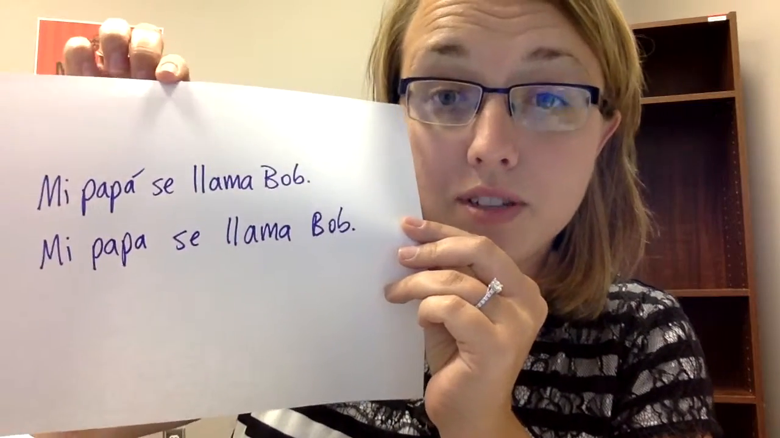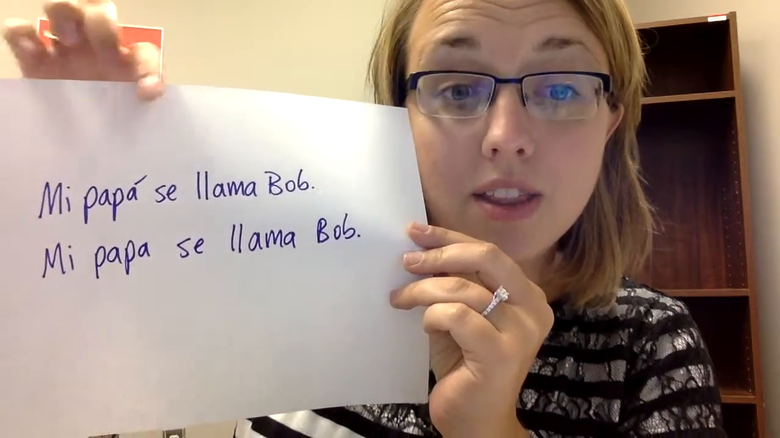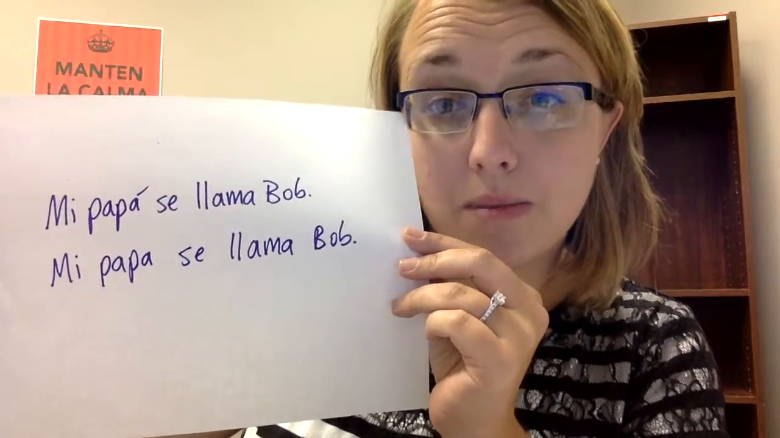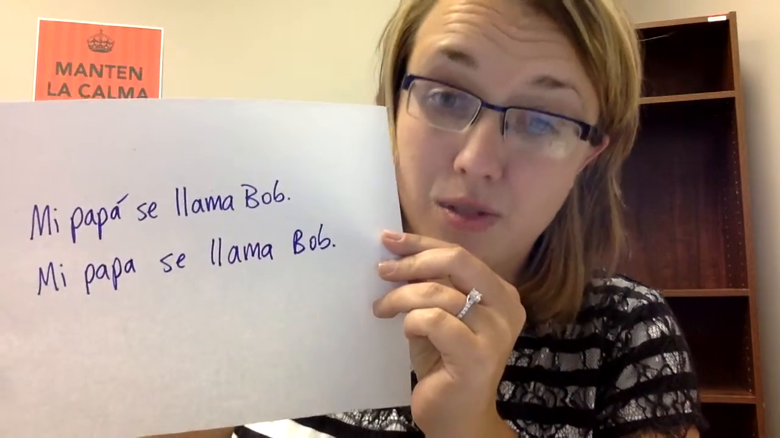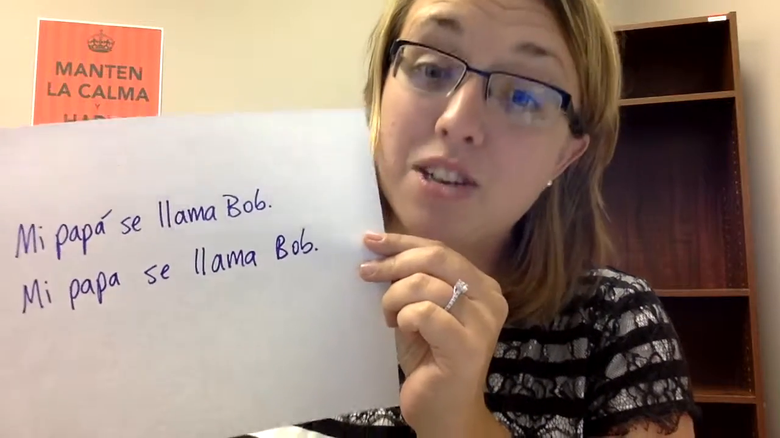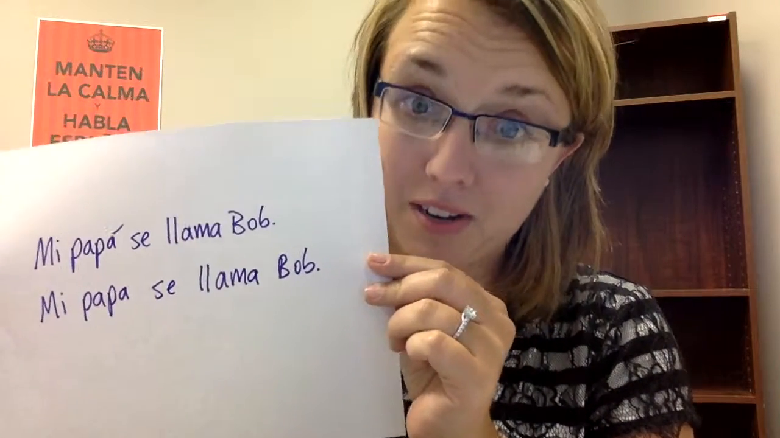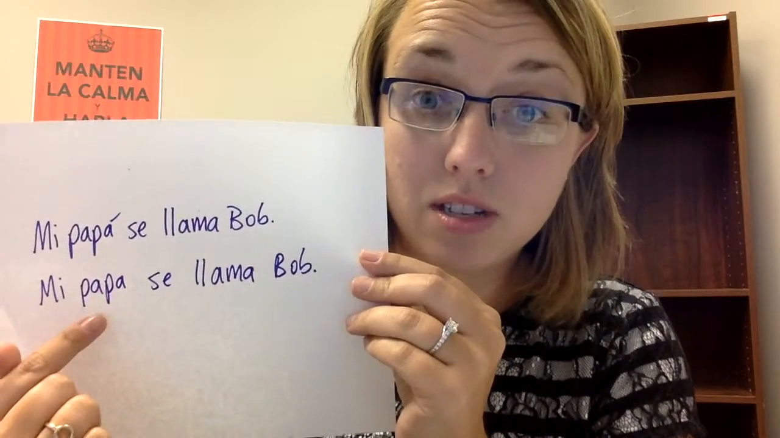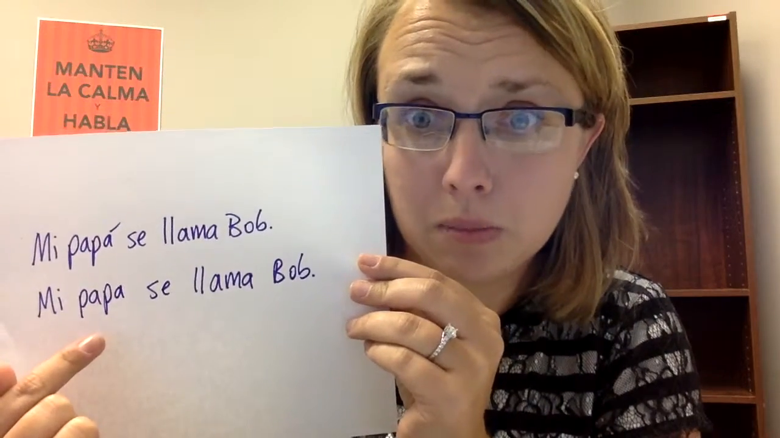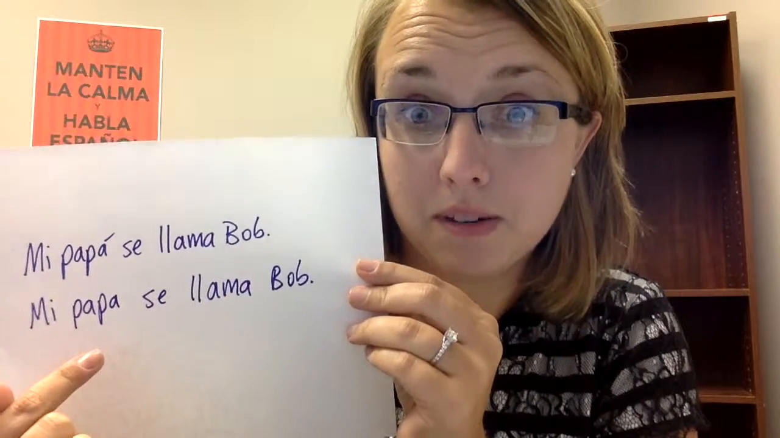Well, let me tell you the difference between these two sentences. The first one says, my father's name is Bob. The second sentence says, my potato's name is Bob. Okay? So you see why it's important to use an accent mark in the correct spot? Because just that missing accent can totally change the meaning of the sentence. You don't mean to call your potato Bob. Your father is Bob. Okay?